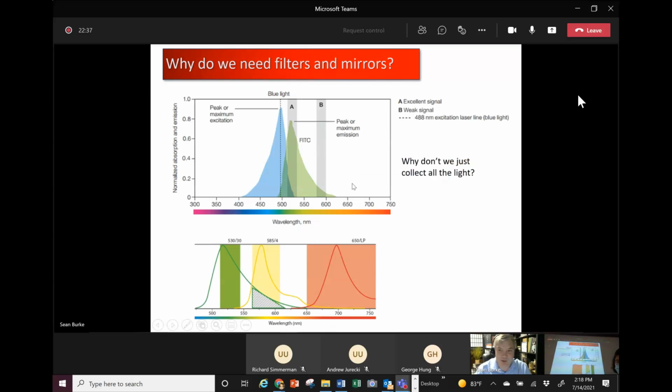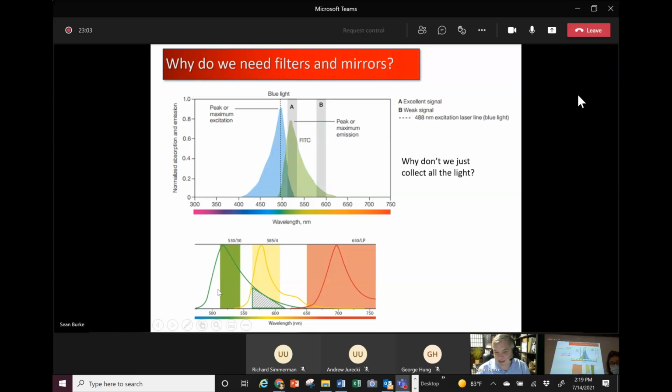But you might be wondering, all right, why do you need filters and mirrors? Why don't we just collect everything? There are some very specific reasons with flow cytometry why we can't just collect everything. When it comes down to it, we look at what we call excitation and emission spectra all the time. And if you haven't had the physics class on this, you're going to have it. You're going to learn about this in a lot of detail.